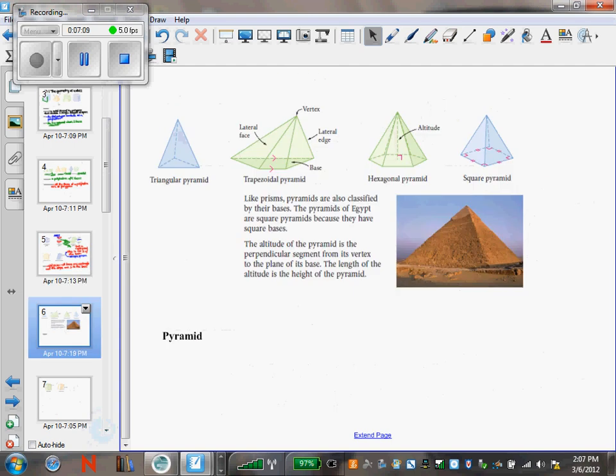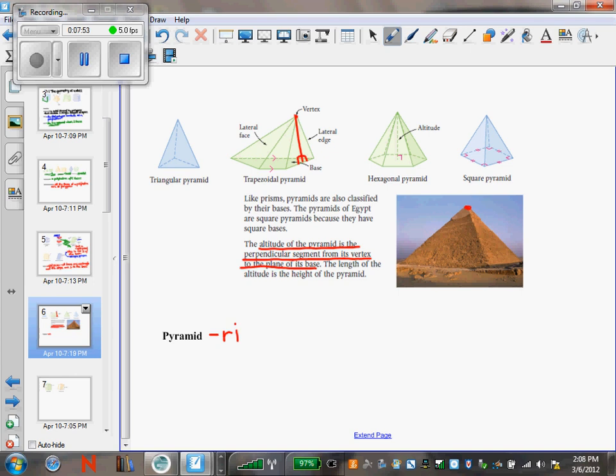Pyramid. So we made some pyramids back in chapter 8. Here's a pretty picture of a pyramid. They are also classified by their bases. The altitude is the perpendicular segment from its vertex to the plane of the base. So this here is the vertex. It's shown in this picture here. So the altitude is where it hits perpendicular to the base. So that's the altitude.